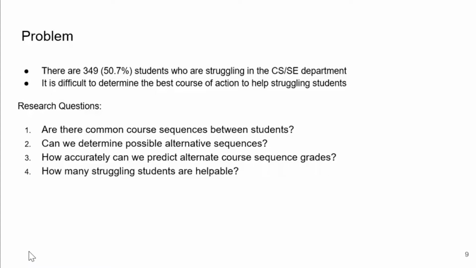About half of all students in the computer science and software engineering department struggle at some point in their academic career. These struggling students have a GPA of less than 2.0 or receive less than a C- in a course. Students and advisors have a hard time trying to figure out the best course of actions to help these students succeed.